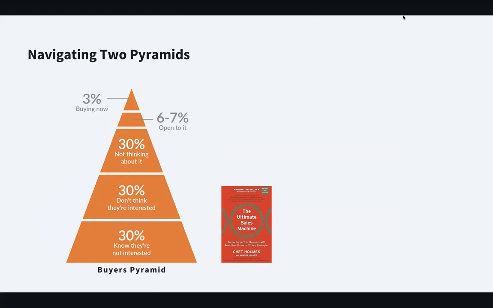Think about when 3% are buying now, and a lot of content on social or in emails goes in the direction of, you need to buy now, a transactional way of marketing. You don't hit the mood of those you have in your database. So you see 6 to 7% are open, and then you have 3 times 30%. We can forget about the bottom, but we can get up to 70% if we have the right message for the right people over there.